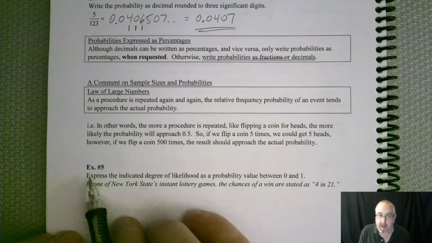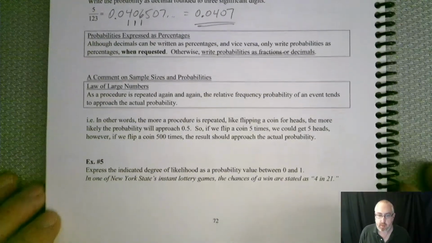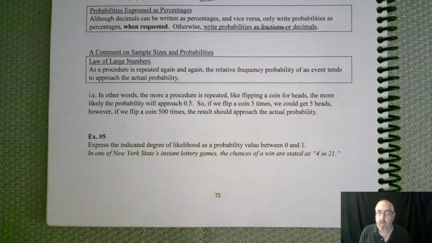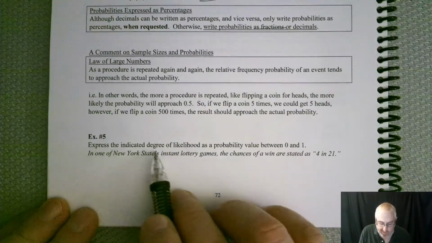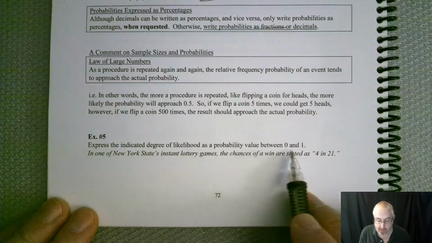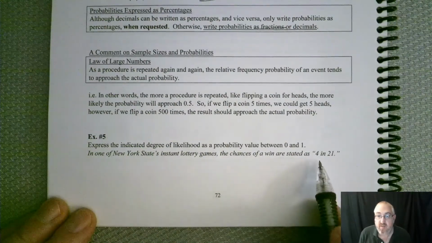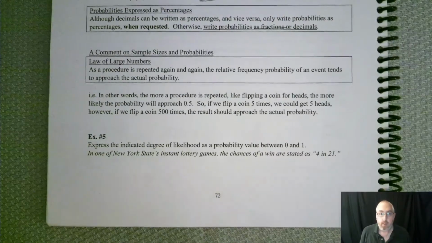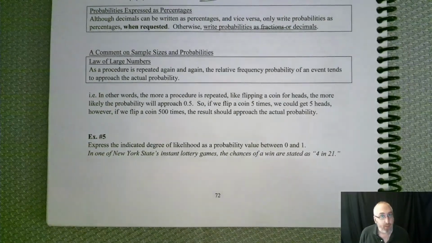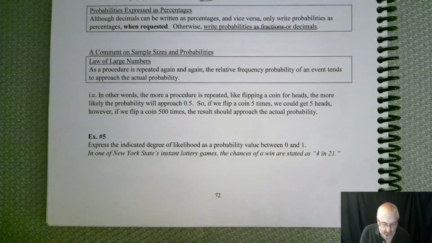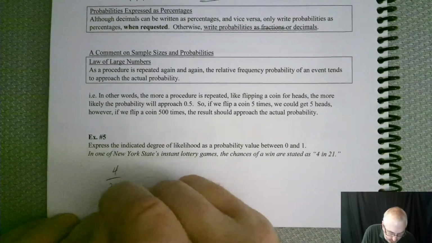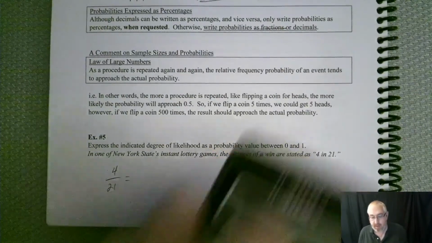All right. Now, example 5 is just an example to avoid confusion. Like on the homework, you'll see a question like this, and it's very easy to overthink it, but don't overthink it. It says, express the indicated degree of likelihood as a probability value between 0 and 1. In one of New York State's instant lottery games, the chances of a win are stated as 4 in 21. So what do we do? Don't overthink it. All they want you to do is write this as a probability. So you just have to write 4 over 21 and then write it as a decimal.